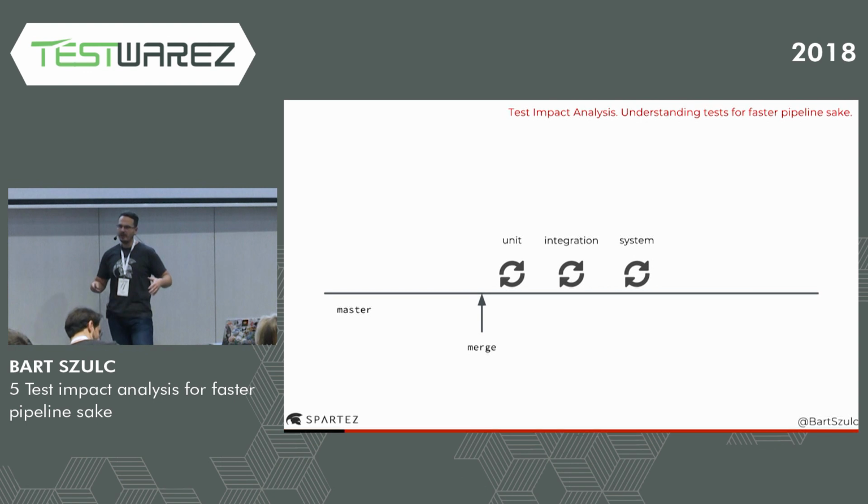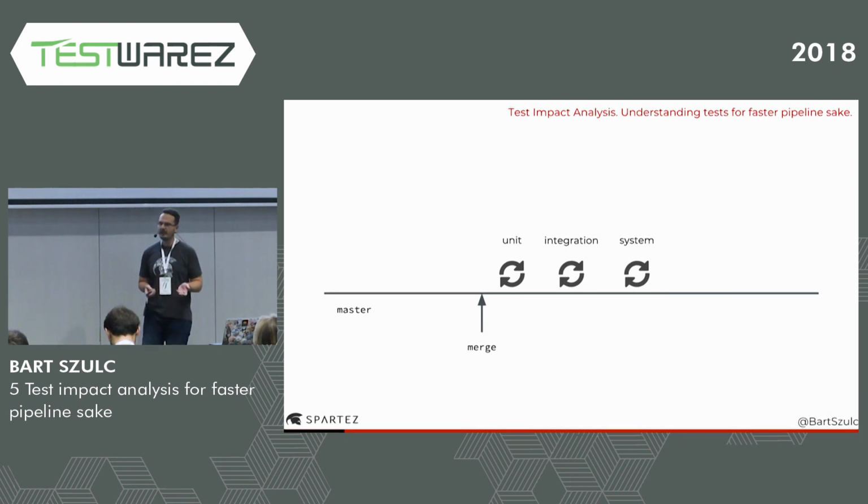So you know what our structure of automated tests looks like: how many different types of tests we have, and how much time we need to execute all of them. How does the development process look like? We have continuous testing, so every time something is merged to master, to the main branch in our code base, we run all the tests, all the types of tests. So we run unit, integration, and system tests.